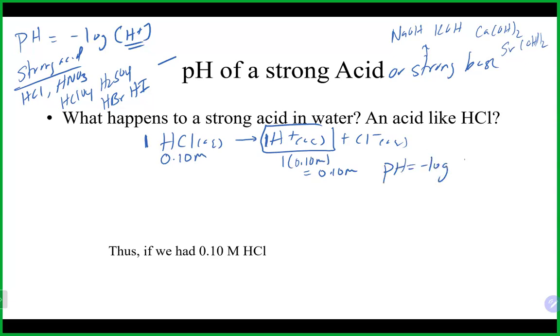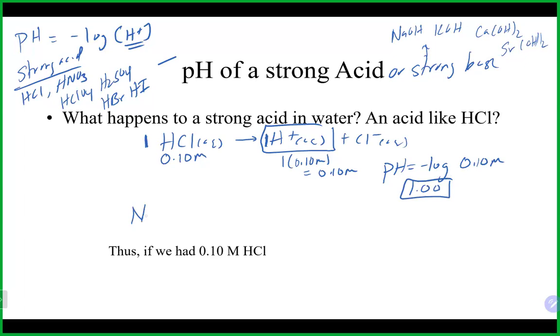We could go minus the log of 0.1 molar, also known as solution number 1 in your lab today, by the way. Yes, it is this right here, a pH of 1.00, which is acidic, and what we would expect.